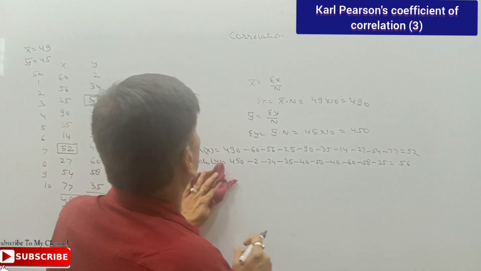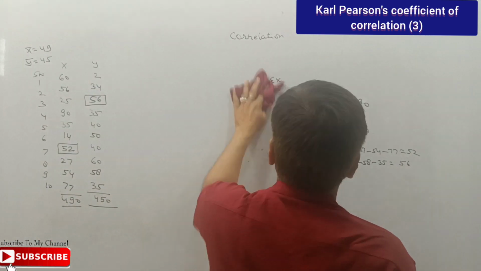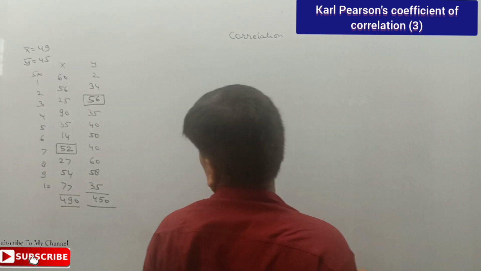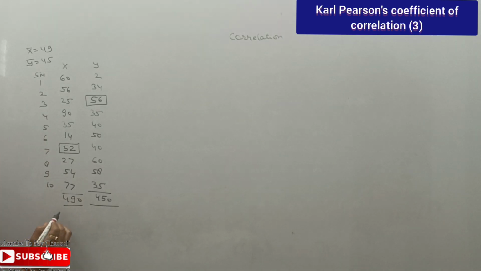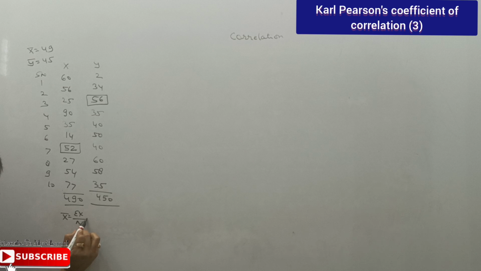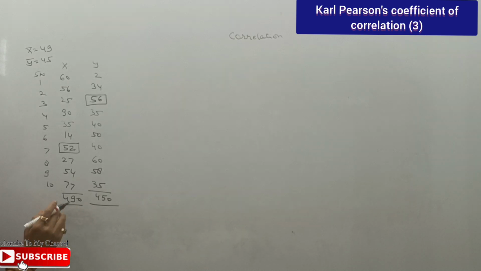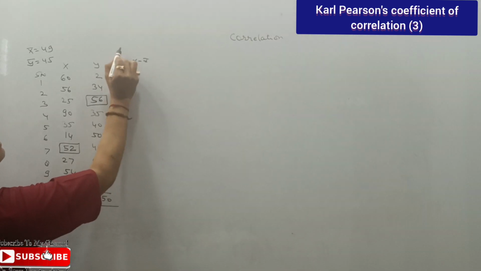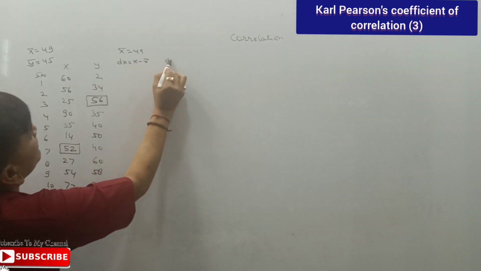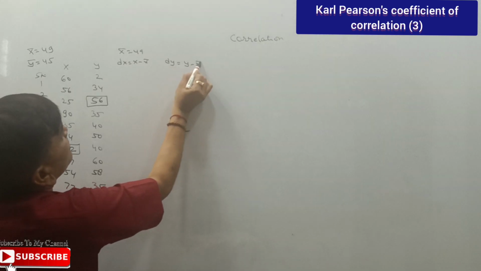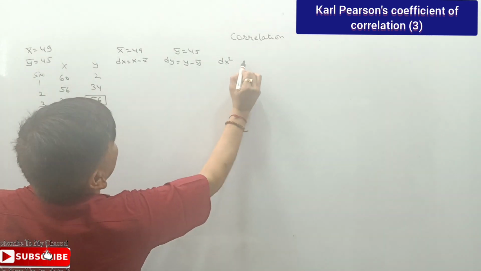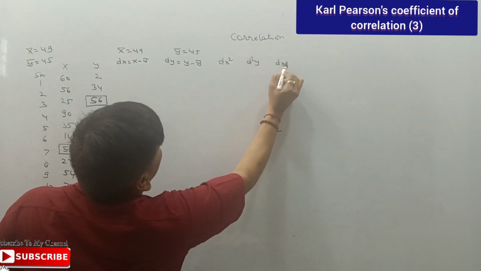Now we can very easily find the Karl Pearson coefficient of correlation, no problem at all. X bar is sigma X upon n, and X bar is given as 49. So dx is equal to X minus X bar, where X bar is 49. dy is equal to Y minus Y bar, because Y bar is given as 45. Then we have to calculate dx square, dy square, and dx dy.